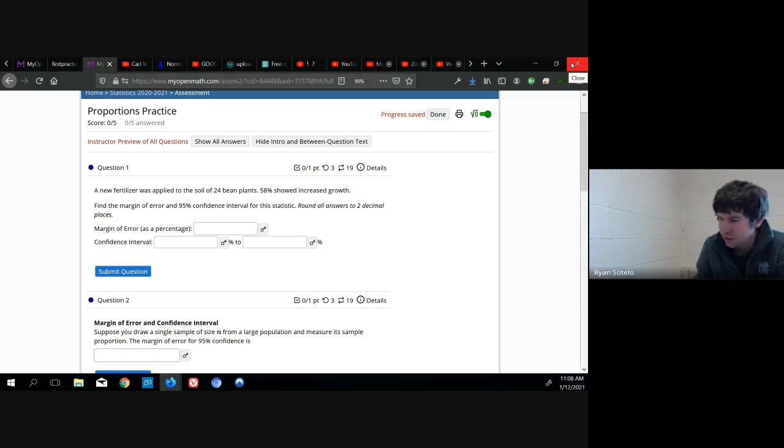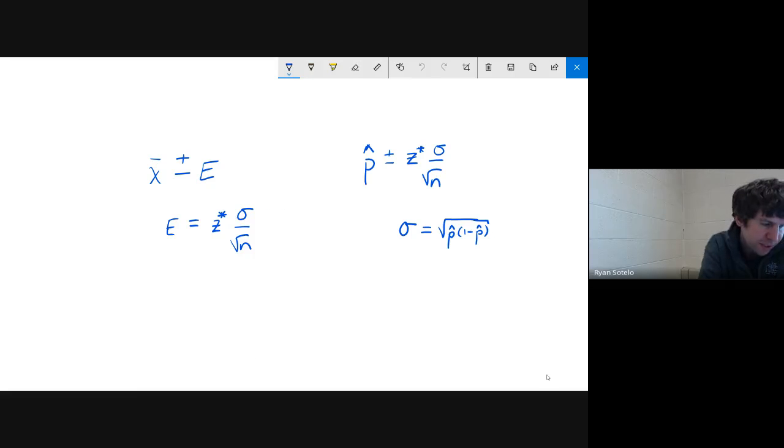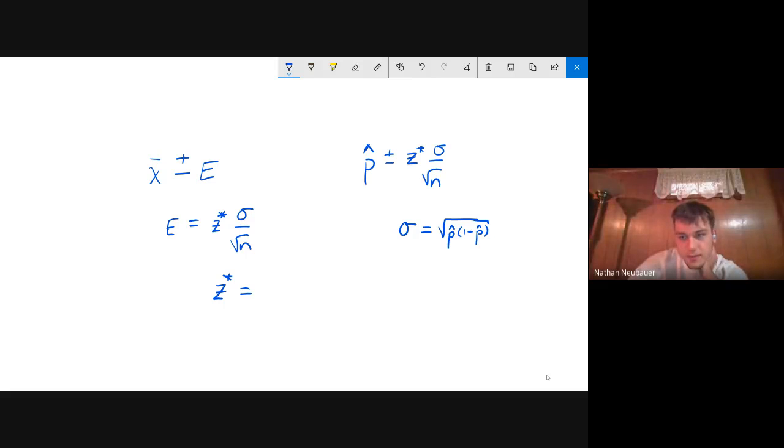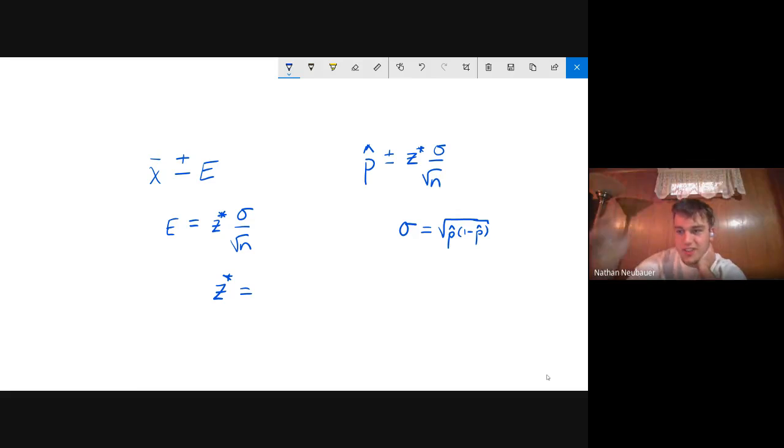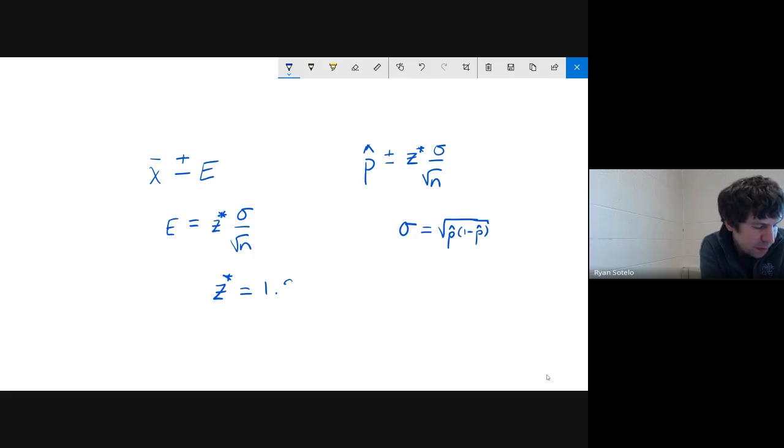Does anybody know the z-score for 95%? Isn't it like 2.5 something? I don't think it's 2.5. Online it says 1.96. Oh, I was close. Yeah, there you go. 1.96. I think they said 2 decimal places.